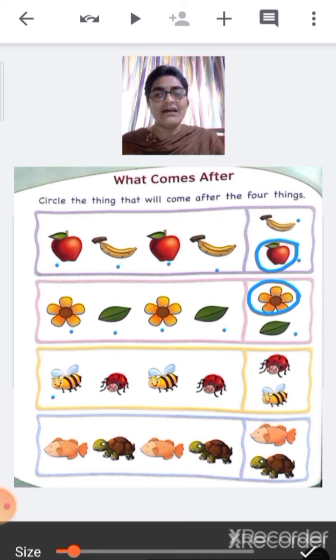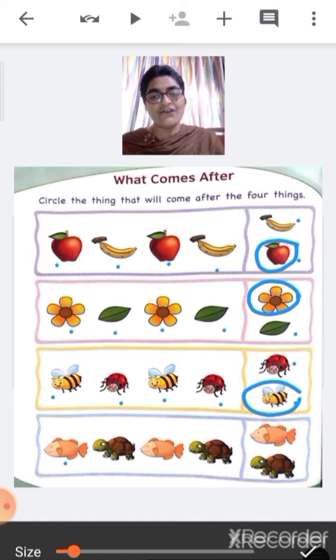This is a honeybee. What is there after honeybee? Ladybug. What is there after ladybug? Again honeybee. Now what is there after honeybee? A ladybug. Now what will come after ladybug? Ladybug? No. Honeybee? Yes. So we will circle it.